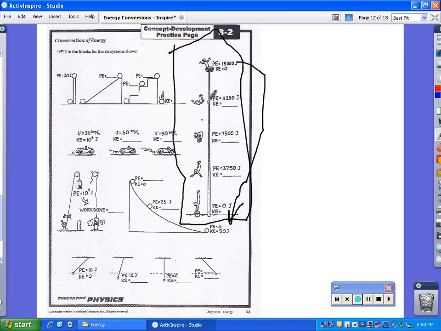What you should notice is as he's going down, his KE is increasing. Here it's 0. Here it's going to be 3,750. How do you know that? I know that because 3,750 plus 11,250 equal 15,000. Remember, ME is equal to KE plus PE. 7,500? What does this must be? It must be 7,500. This must be 11,250. He's moving faster here. He's closer to the ground, so he doesn't have as much PE. He's moving faster, so he has more KE. So the faster he moves, more KE. Closer to the ground he is, less PE.